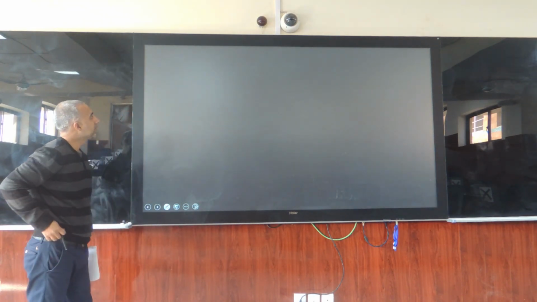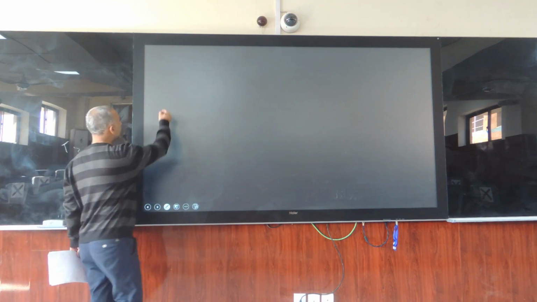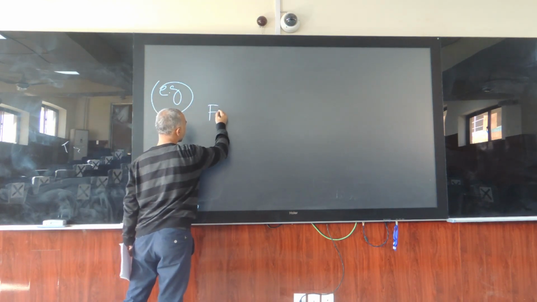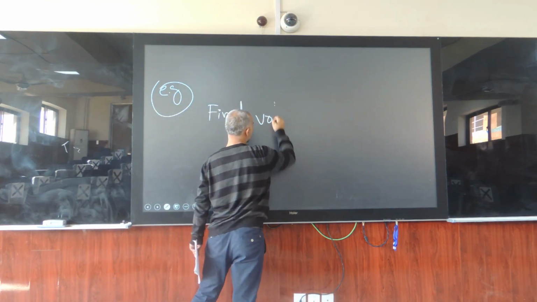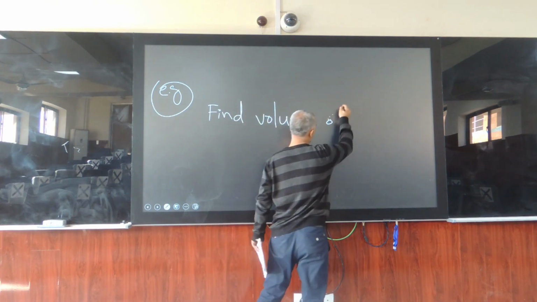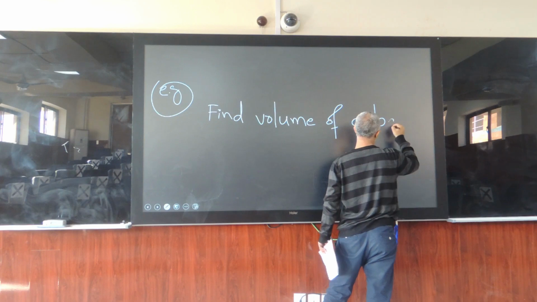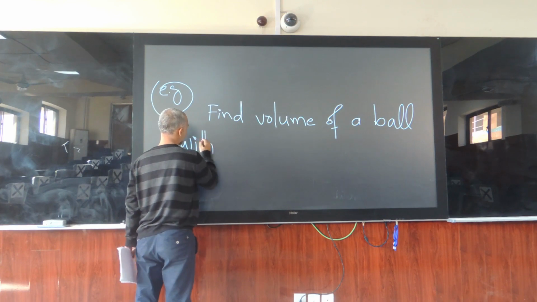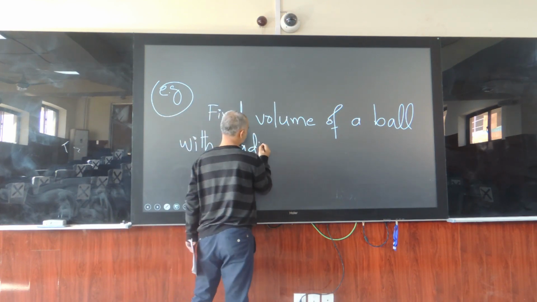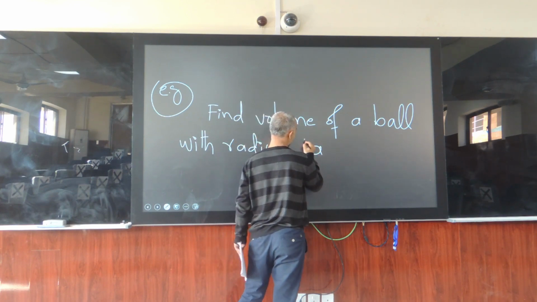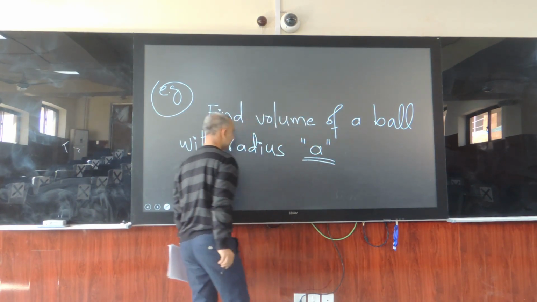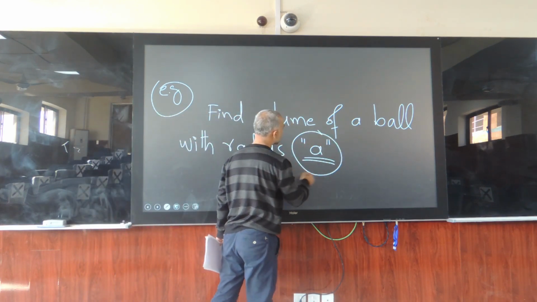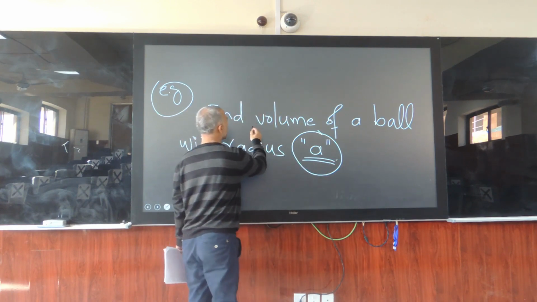The question is, let's suppose an example for understanding. Example: find the volume of a ball with radius A. Here it is given to us the radius of a ball, that is A, and what we need to determine is the volume.